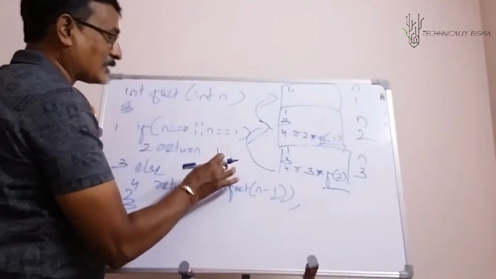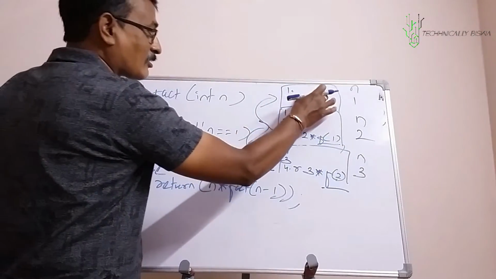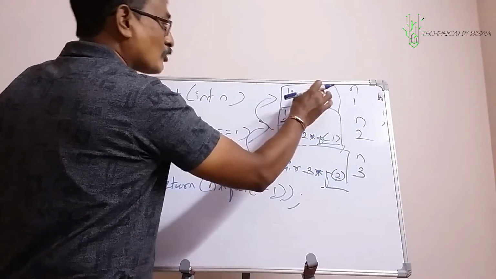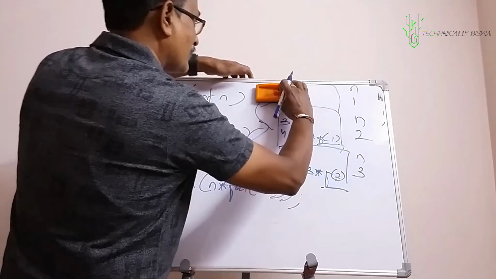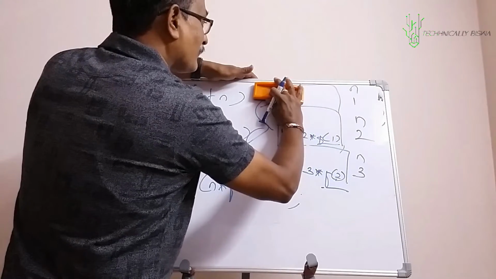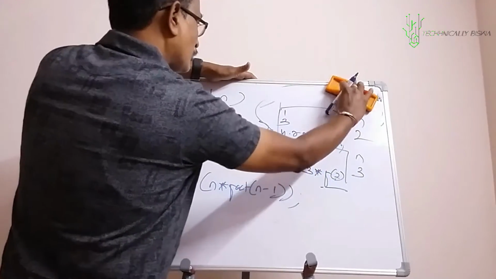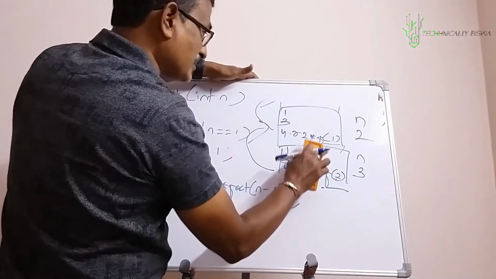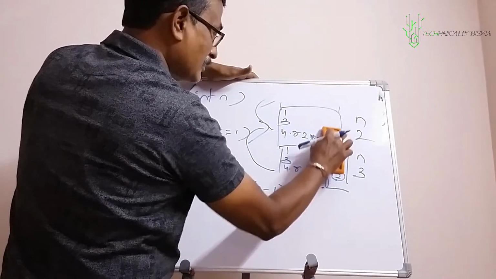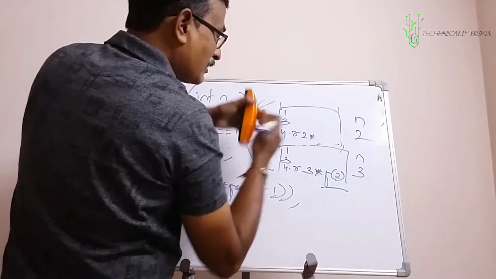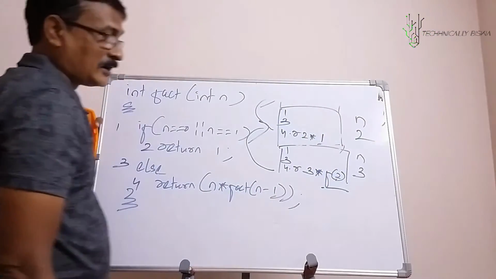This return 1, where will it return the value? This is the called function, this is the calling function. So obviously this called function, before it completes, will return the value 1 to the calling function, that is here. From here the function call was made, so here 1 is returned.